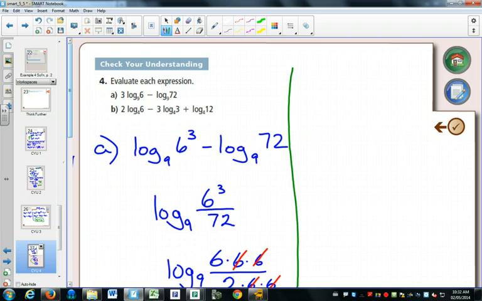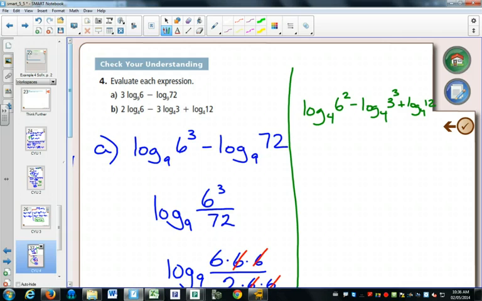Part B, 2 log base 4 of 6 minus 3 log base 4 of 3 plus log base 4 of 12. Try it, get it to be a single log, combine it, and we'll put up the answers in the end and evaluate it. Slightly different in your simplifications. But first of all, you'd have log base 4 of 6 squared minus log base 4 of 3 cubed plus log base 4 of 12.